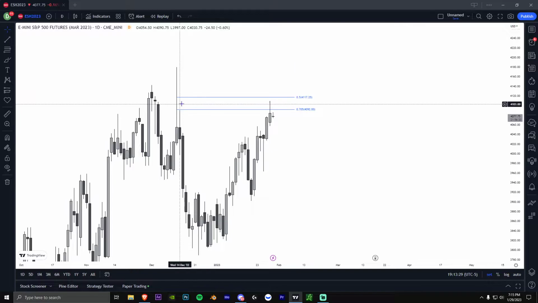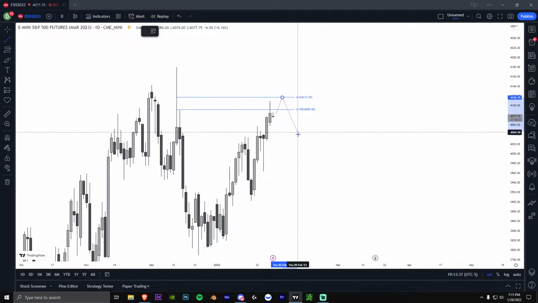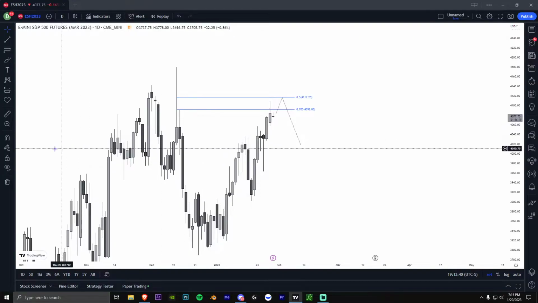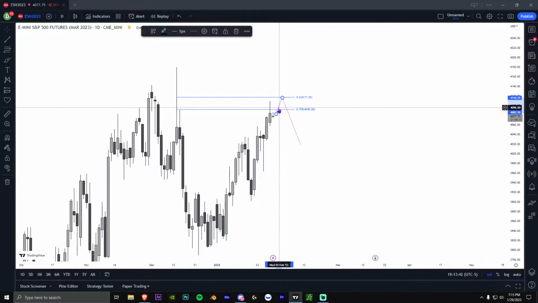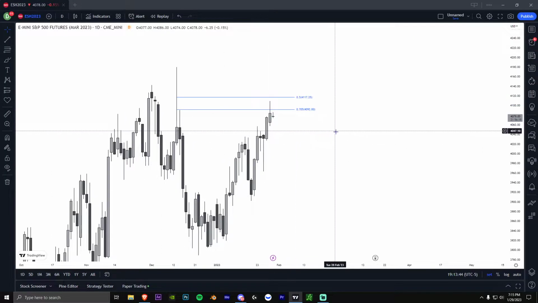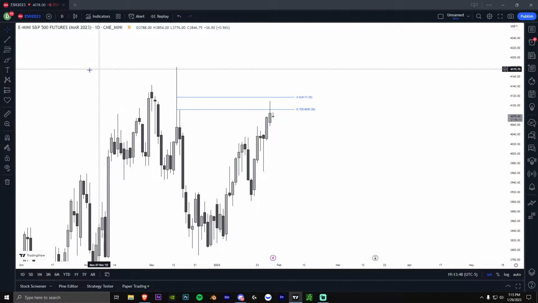I think we will end up rejecting this rejection block right here eventually, whether we go like this or this. I'm probably going to sit out for a little bit tomorrow and wait to see what market structure is looking like. See if I get an entry or if we have equal lows, maybe if they form in the morning. I'll definitely look for something there.